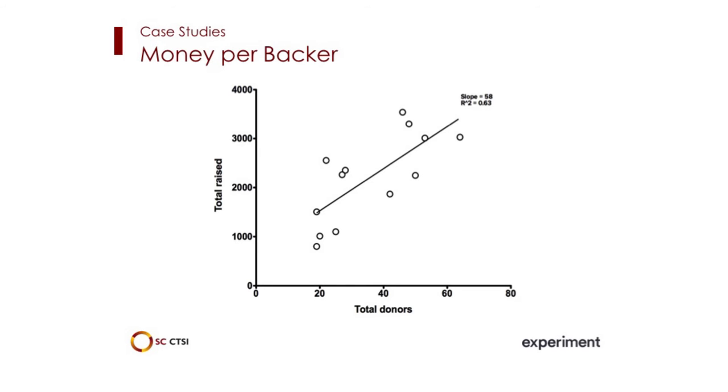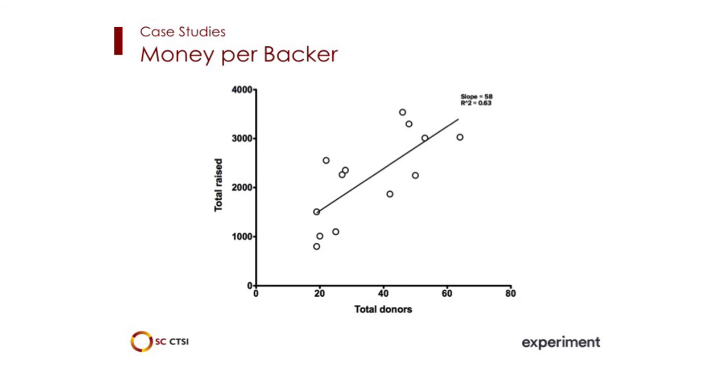All right, so this is just a very small chart of a small subset of funded projects on Experiment. On this graph, you'll see the total funding raised, and on this, you'll see the total number of donors. And so the slope here represents the average donation for this subset of projects. So these are only projects that are under $4,000.